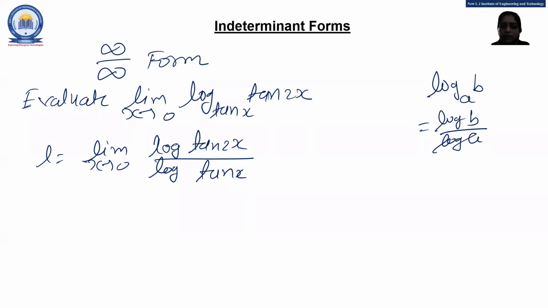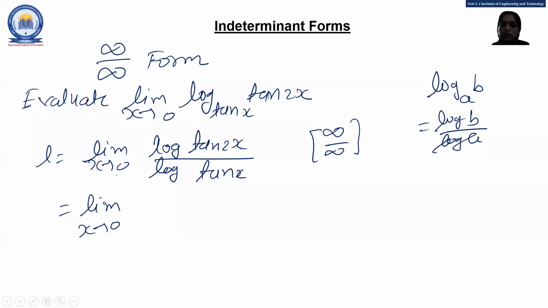So tan 0 is 0, you know, right? And log 0 is infinity. So if I apply x tends to 0 in this term, this is an infinity by infinity term. Okay, so as this is an infinity by infinity term, for the solution of this question I am now applying L'Hospital rule.